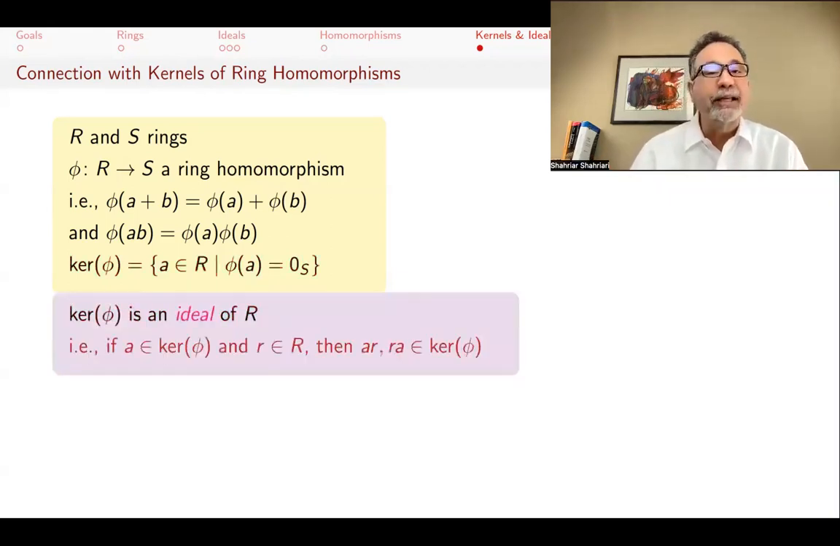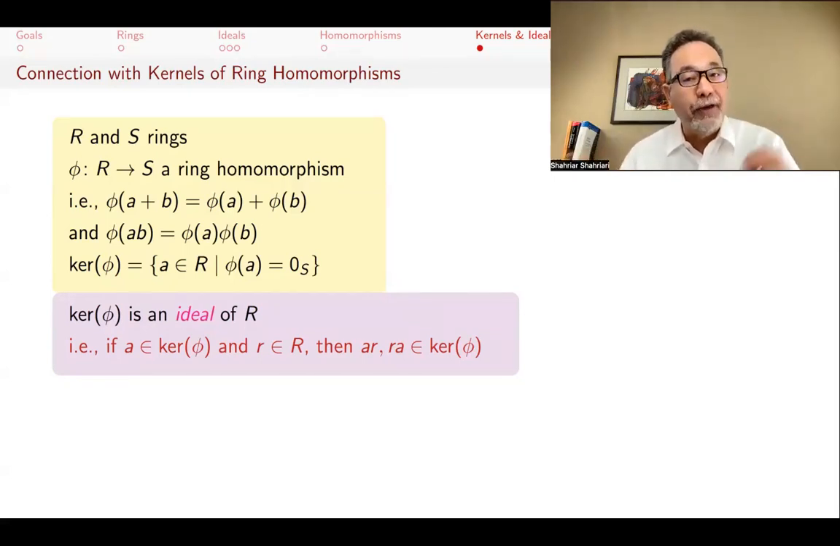And that's not hard to see. Again, in the other video, I've explained this in more detail. If you have something in the kernel, that means that phi of A is zero, and if you take some element R of the ring and multiply to find RA, what's phi of RA? Well, phi of RA is going to be phi of R times phi of A, because this is a ring homomorphism. But phi of A is zero, and phi of R times zero will be zero. So phi of RA will be zero, and the same with phi of AR. That will be zero as well. So if you have something in the kernel, when you multiply it by anything in the ring, you get something in the kernel as well, and that makes the kernel an ideal. So that's just a proof of that.